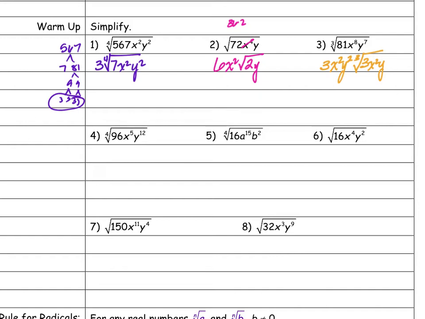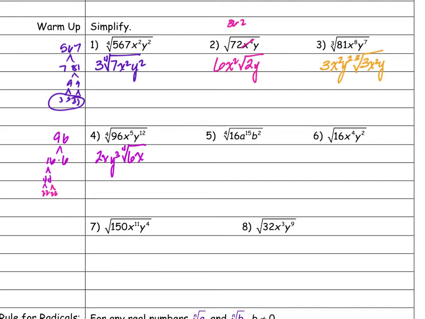Oh, 96. Let's see, what did I do for 96? I think 96, 16 goes in there 6 times. So 96 is 16 times 6. And 16 is 4 times 4, which is 2 times 2 and 2 times 2. So there's 4 2s. So I can bring a 2 out and 1 x and 3 y's. There's 3 groups of 4 y's? Yes. And that would be the 4th root of 6, and then there's 1 x left, 6x.